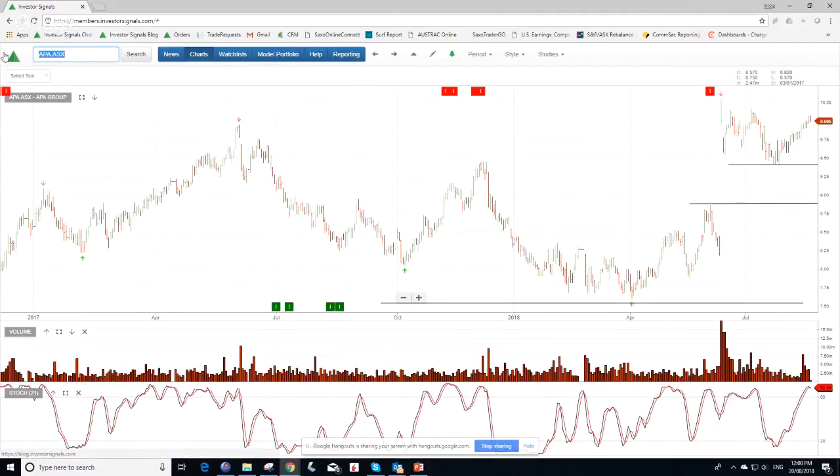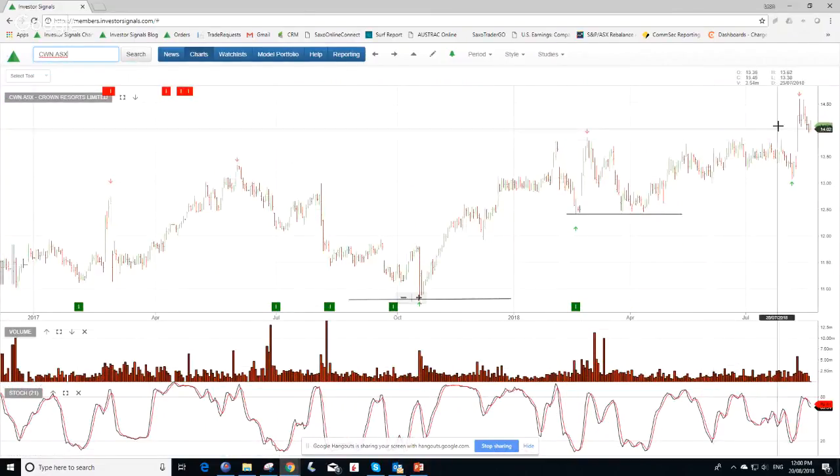Healthscope, we've covered that one today. Crown, bring up a graph of that. Crown, the issue here at 23 times earnings, the stock's just looking a little bit expensive. So if you own it, sell covered calls over it, or look for a retracement in a soft market back to 13.50, and we're buyers of it again.